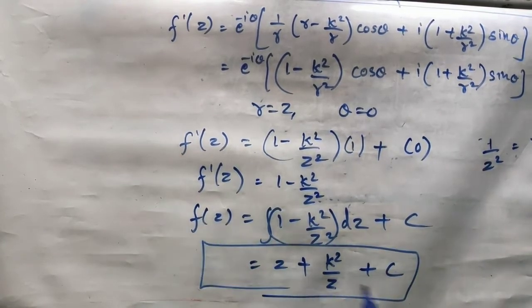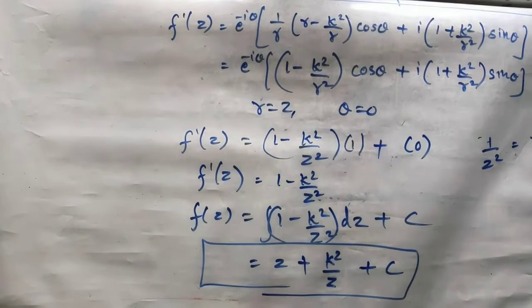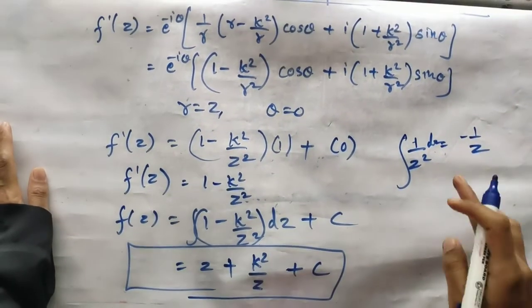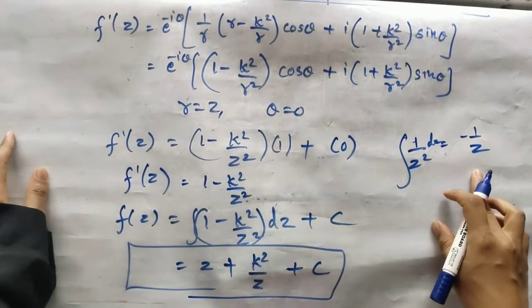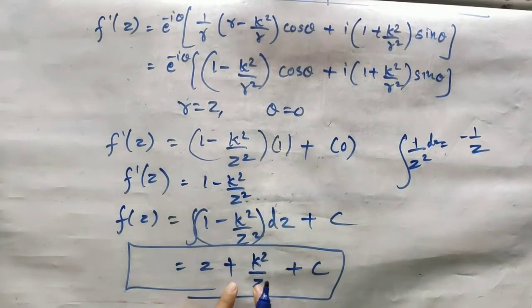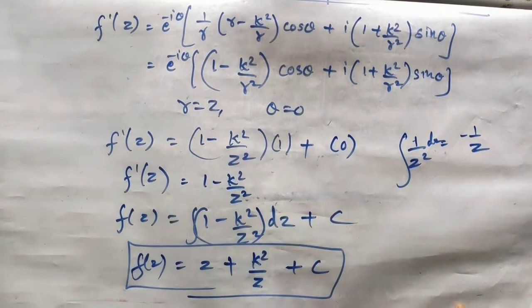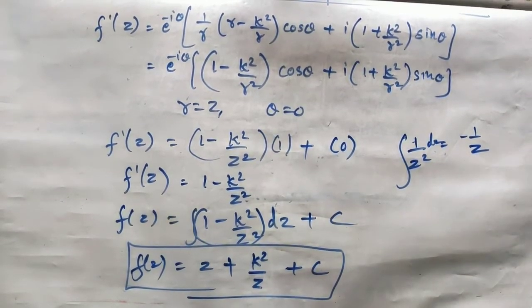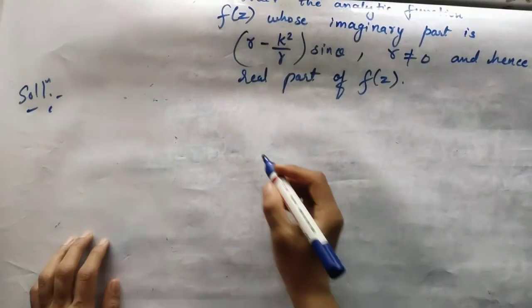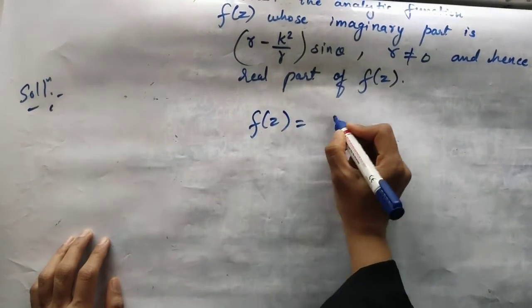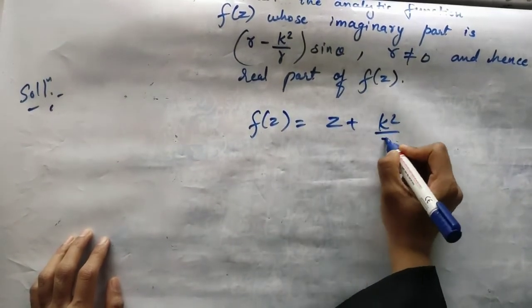Okay. So this is your required analytical function. The integration of 1 by z square dz is minus 1 by z. You get plus k square by z plus c. This is the required analytical function. Now we have to separate the real part from it and simplify it further. So we got f of z to be z plus k square by z plus some constant c.